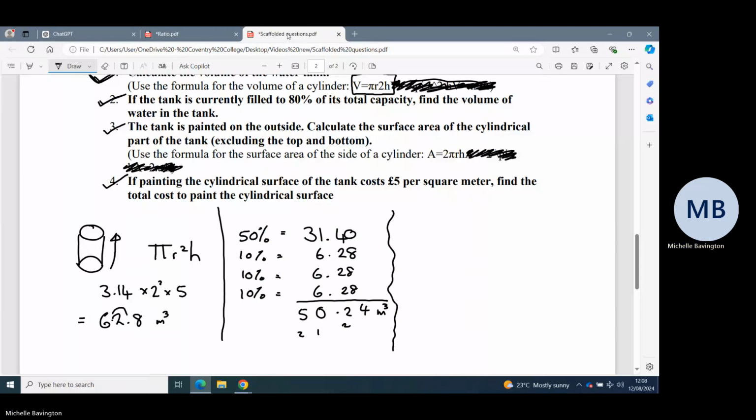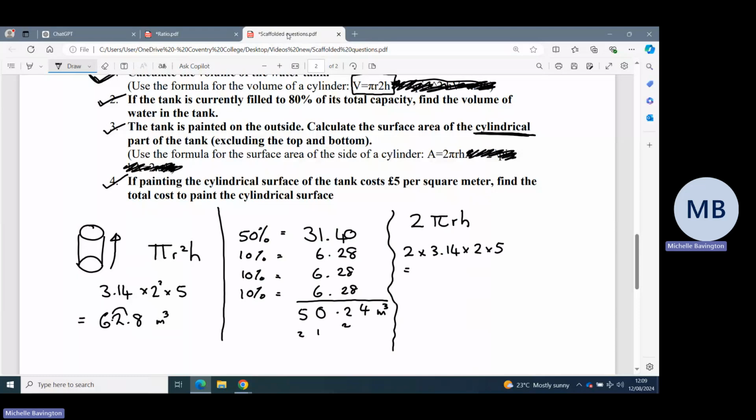The tank is painted on the outside. Calculate the surface area of the cylinder. It's just another word for cylinder. Part of the tank. Exclude the top and the bottom. Use the formula for the surface area of the side of the cylinder. Area equals 2 pi r height. So 2 times 3.14 times by the radius, which was 2, times by the height, which was 5. So I'm just following their formula.